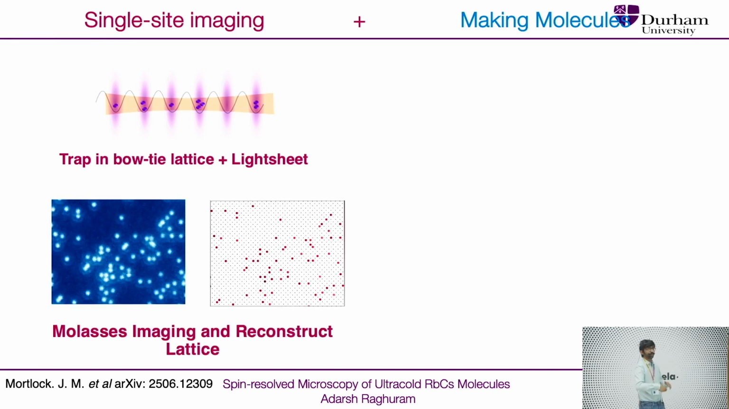Then we can use molasses imaging. This is a sparse cesium image. We just use optical molasses and image it with a high NA objective, and from that we can reconstruct the lattice and the occupancy and find where the single atoms are.